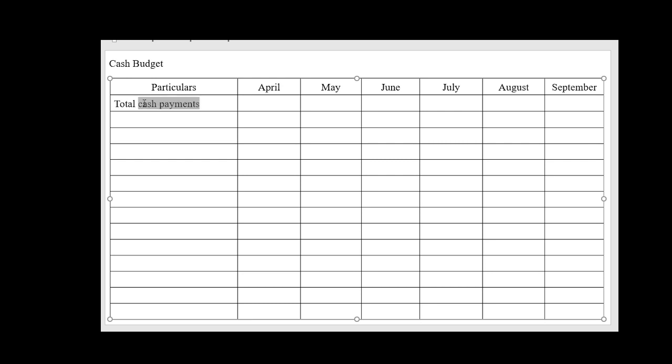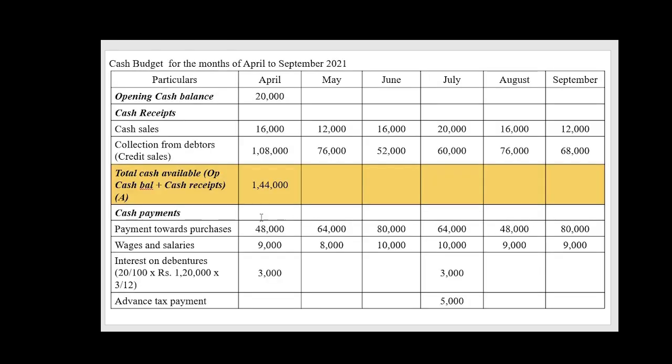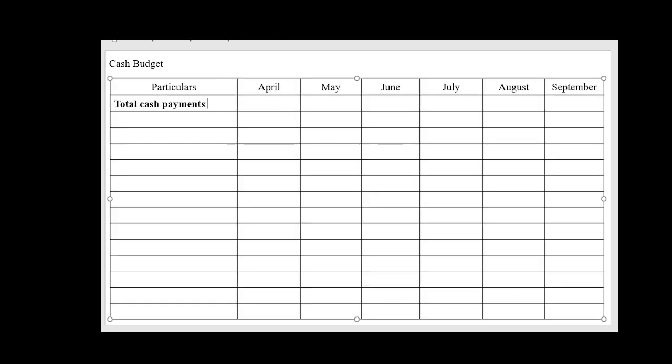Total cash payments. Now, this we will get by adding all the payments. So these are the amounts that we need to add: 48,000 plus 9,000 plus 3,000, 64,000 plus 8,000, 80,000 plus 10,000, 3,000 plus 5,000, 48,000 plus 9,000, and 80,000 plus 9,000. We will name the total payments as B.